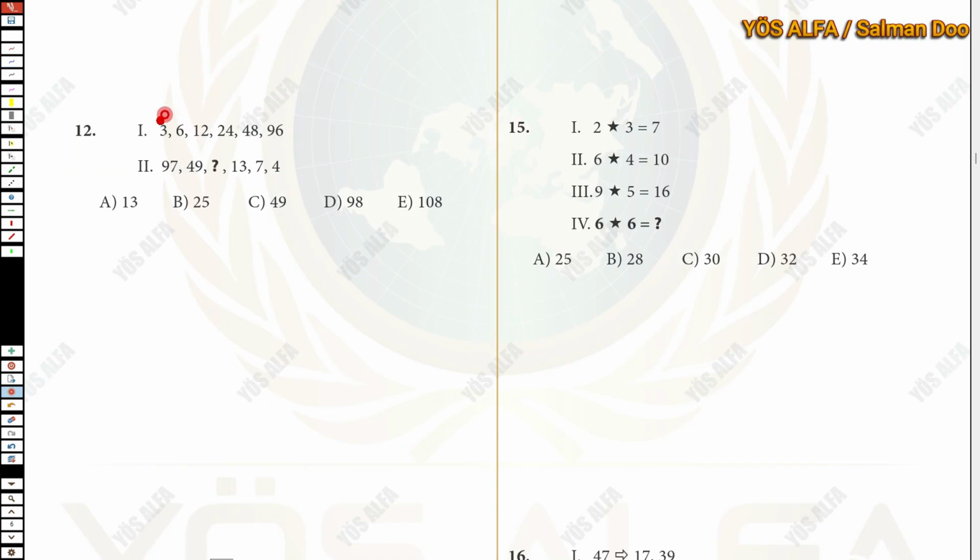12. We have a pattern here. We're multiplying by 2 each time. For the second series, we add 1 and then divide by 2. So 98 over 2 is 49. 49 plus 1 is 50. Over 2 is 25. 25 plus 1 is 26. Over 2 is 13. So our answer is 25.